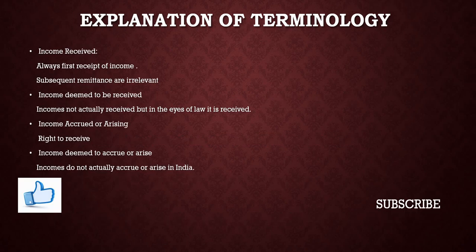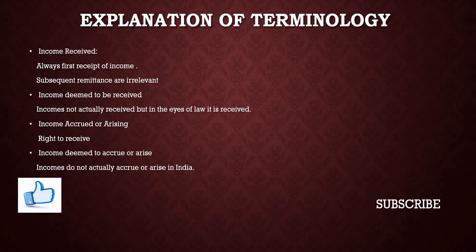So now let us discuss these things in detail. Income received: I always told you, the first receipt of the income, if it is in India, is called Indian income. All the subsequent remittances are not to be considered here. Then income deemed to be received: income which is not actually received but in the eyes of law is considered as received. Suppose, for example, when a transaction takes place and it is recorded in the books of accounts, that will lead to the receipt of the income. Such income is called income deemed to be received.